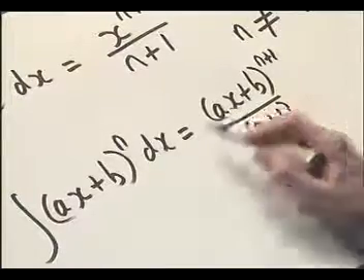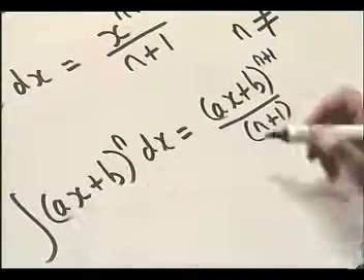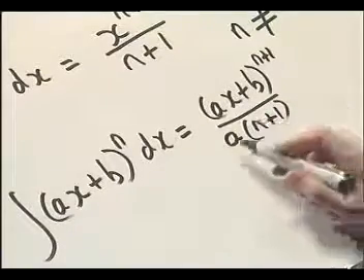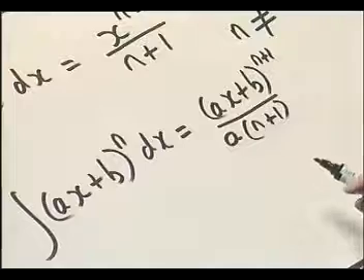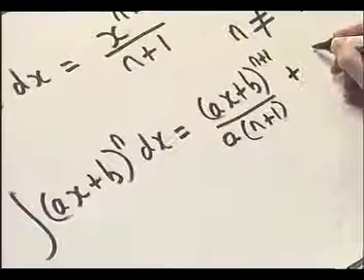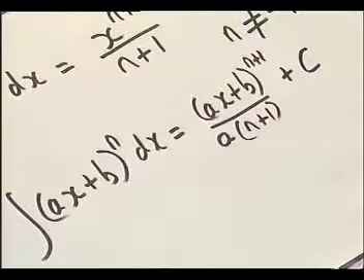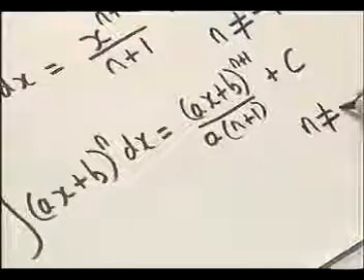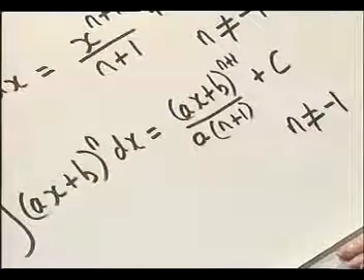But now, because we're multiplying our variable x by a, we've got to divide by it, because in essence we are reversing the process of differentiation. And again we must have plus a constant of integration c, and again we cannot have n being equal to negative 1.